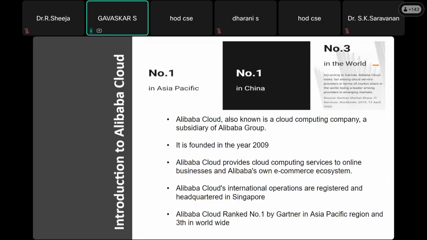Alibaba Cloud is a cloud computing company, and it is a subsidiary of Alibaba Group. It was founded in the year 2009, and it provides cloud computing services to online businesses and to its own ecosystem, that is alibabacloud.com. Its international operations are registered and its headquarters is in Singapore. As you see in the slide, it is ranked number 1 in the Asia Pacific region, and we are in the Asia Pacific region, and it is number 1 in China, and it is ranked number 3 worldwide. According to Gartner, it is ranked number 3 worldwide.